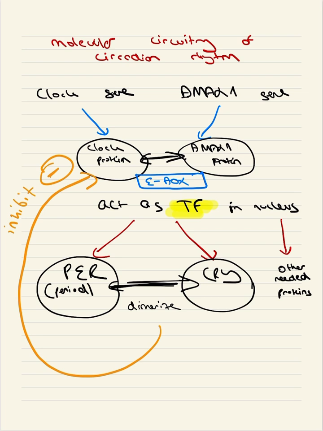The molecular circuitry is very easy. You have your clock gene and your BMAL1 gene, and they make clock protein and BMAL1 protein. These clock and BMAL proteins will heterodimerize, so they're just going to dimerize, they're going to be together. Then they're going to sit on the E-box region of your DNA, and this will act as a transcription factor. This transcription factor will produce needed proteins, but also two other proteins: the PER protein, which comes from period, and your CRY protein. Then these will dimerize and inhibit the clock protein and the BMAL protein. It's very, very simple. And this creates rhythmicity. I'm going to show you how this creates rhythmicity.